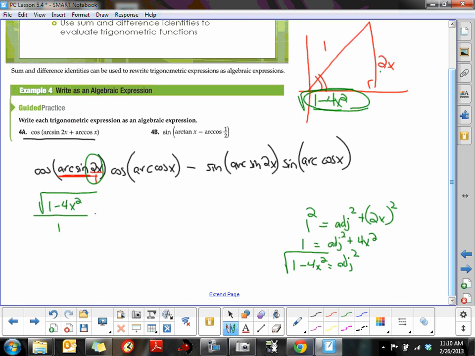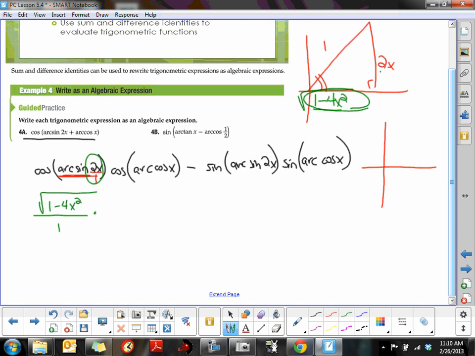We have to take that times the cosine of the arc cosine of x. Now this is going to be a second triangle because we're referring to a different triangle than just 2x. So here's my second reference triangle. I want to find the angle whose cosine value is x over 1. So the clues are its adjacent side has to be x, its hypotenuse has to be 1, so that will help us find this opposite side over here. It's going to be the square root of 1 minus x squared. So it says go ahead and find the cosine of the arc cosine of x.